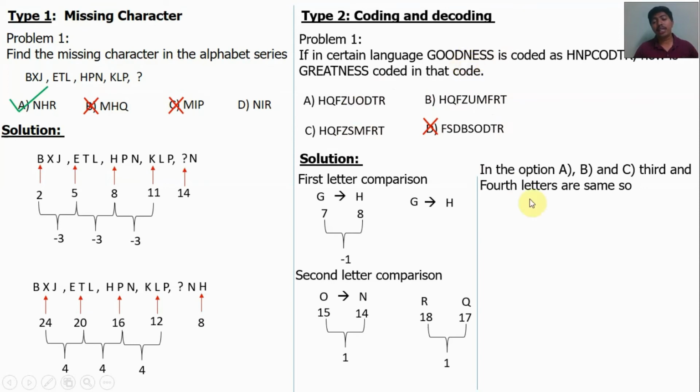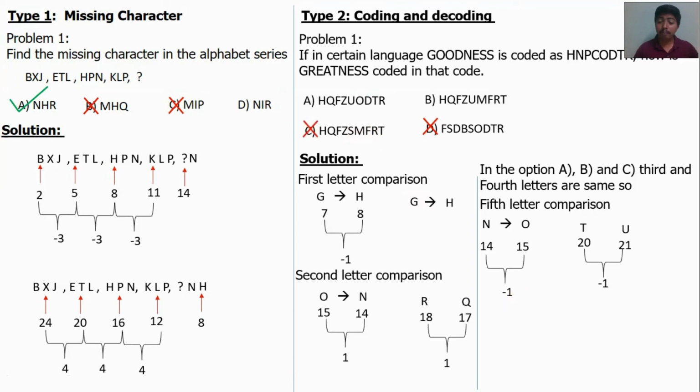In the given word, the fifth letter is N. N is coded by O. The position of N is 14, the position of O is 15, so the difference is minus 1. The same difference should be in the other code. Here the fifth letter is T. The position of T is 20. The difference should be minus 1, so the value will be 21. 21 means U. In option A, the fifth letter is U. In option B, the fifth letter is U. But in option C, the fifth letter is S. So option C is wrong.